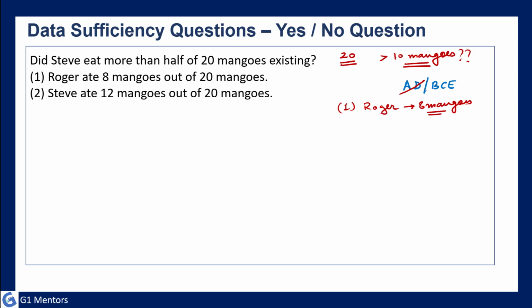So we strike off A and D. Now let me see the second statement alone, which says Steve ate 12 mangoes out of 20 mangoes. So Steve ate 12 mangoes. Which is our answer? We wanted to know whether Steve ate more than 10 mangoes or not. So statement 2 alone is giving me an answer. So the answer to this question is B: statement 2 alone is sufficient, but statement 1 alone is not sufficient.